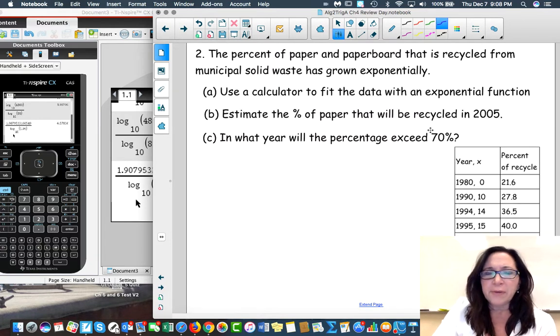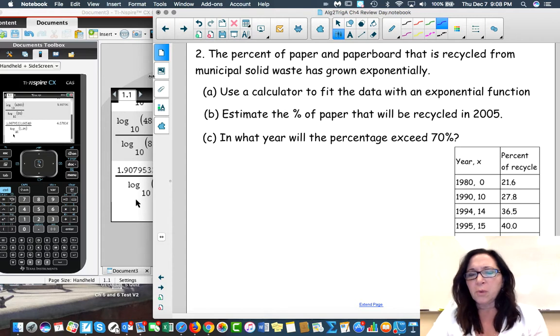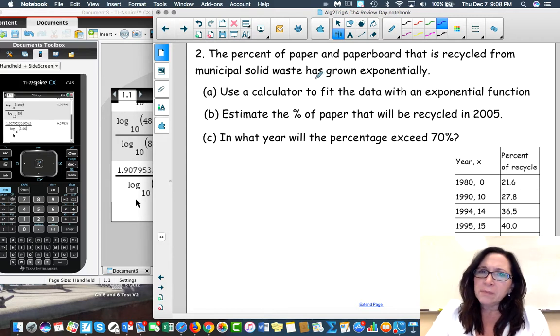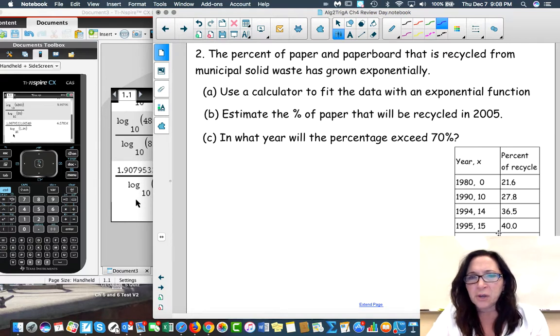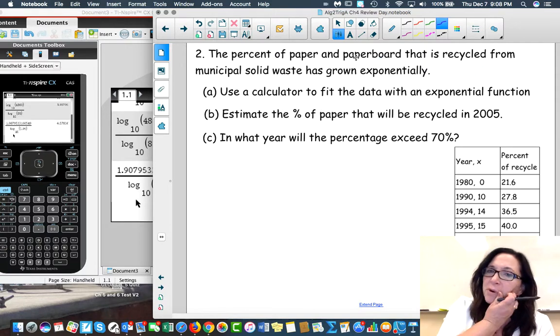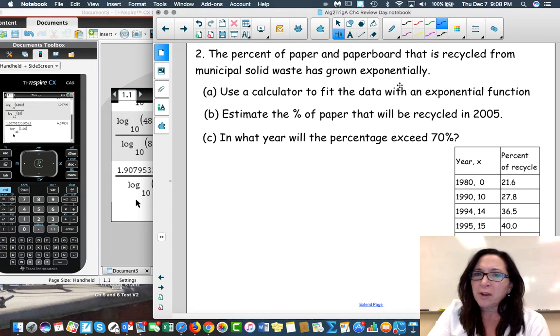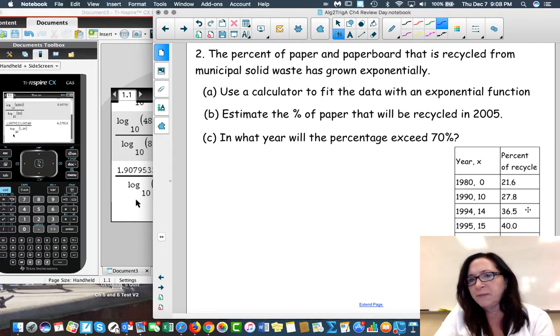Okay, so moving on. Now this is the part where I want to show you how to create an exponential equation based on a table of data. So this one right here just basically says the percent of paper and paperboard that is recycled from municipal solid waste has grown exponentially. Use a calculator to fit the data within an exponential function. So we have data right here. We have 0, 21.6, 10, 27.8.